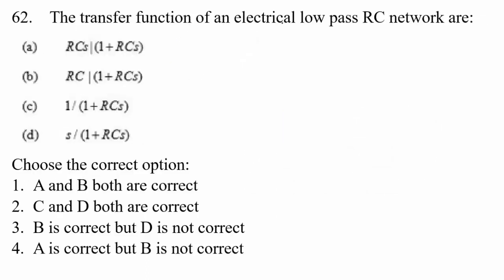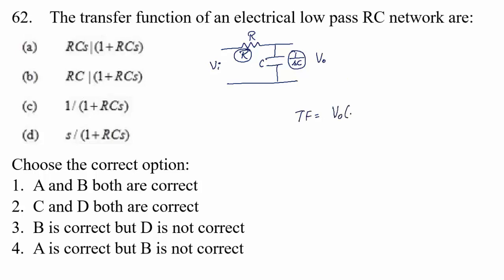The transfer function of an electrical low pass RC network is given by. What do you mean by low pass filter? R followed by C. So this is R and this is C. Let me take a Laplace transform. So R Laplace transform is R only, but C Laplace transform is 1 divided by SC. So let me take this one as input node and this one as output. So how can I define transfer function? Transfer function is defined as Laplace transform of output to Laplace transform of input.